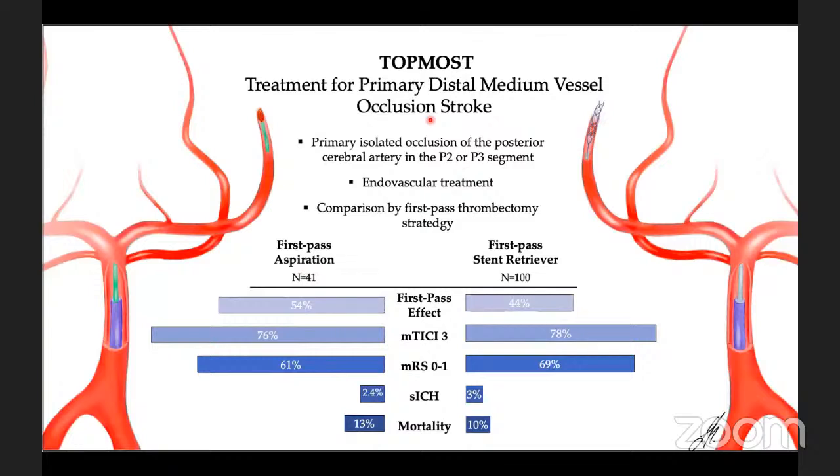Okay, in a comparative analysis between these two, now we are moving on to the medium vessel occlusion. In the posterior circulation, particularly in the P2, P3 domain, when we compared first pass aspiration with first pass stent retriever, the aspiration technique scored over the stent retriever technique. It is just a study that has shown that in the MeVO, the aspiration technique has scored over the stent retriever technique. However, whichever technique we are using, it predominantly depends on the mechanism of ischemia, the nature of the clot, and what has exactly caused the ischemic damage.